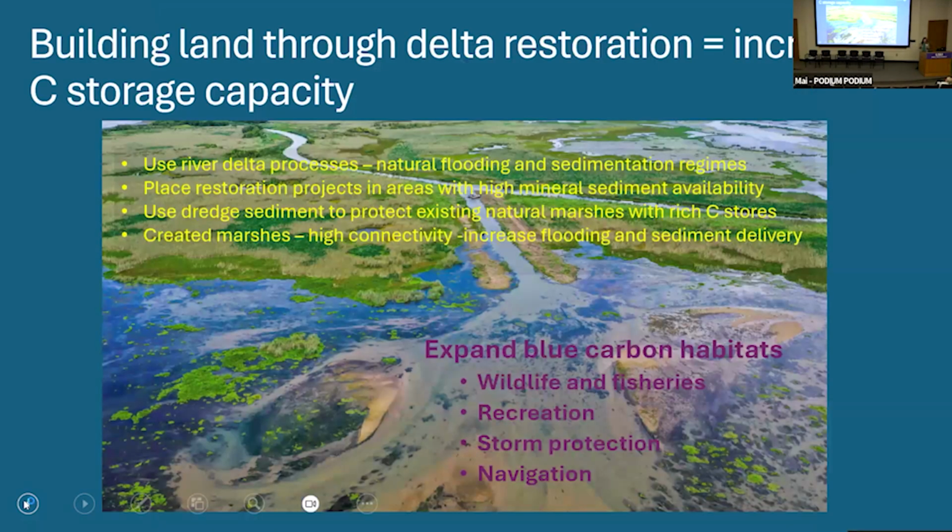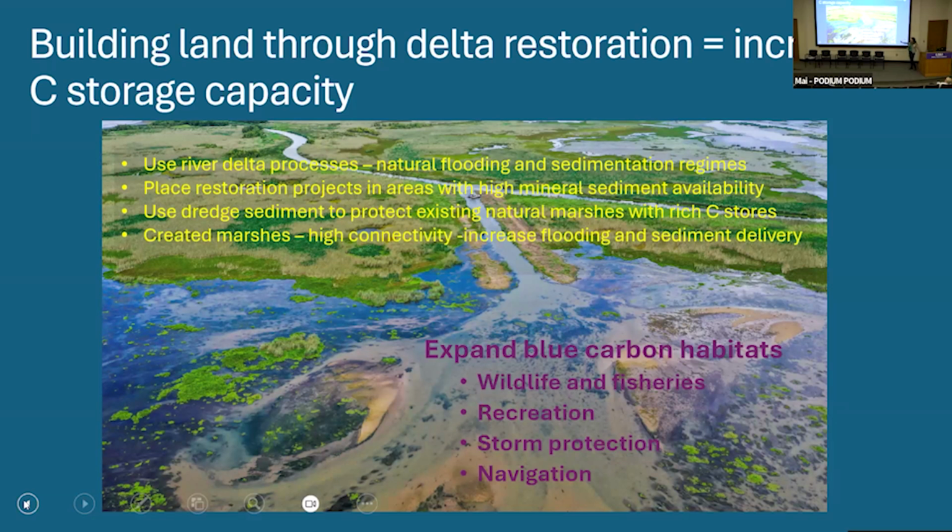So I will wrap up there and say that building land through delta restoration can increase the carbon storage capacity. We can use river delta processes such as natural flooding and sedimentation regimes to increase the carbon accumulation in the soil. Ideally, we place restoration projects in areas with high mineral sediment availability to preserve the maximum amount of soil carbon. We should use the dredge sediment to protect existing natural marshes that already have very rich carbon stores in the soil. And if we're going to create marshes, we want to make sure that there's a high degree of connectivity to increase the carbon sequestration.